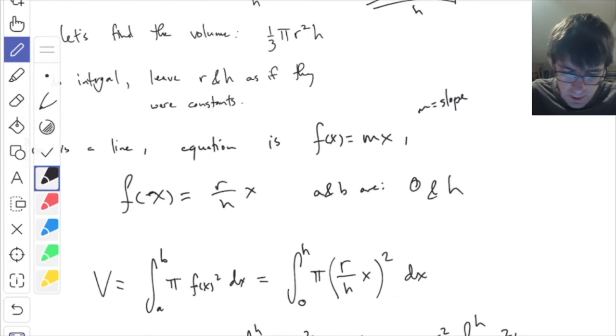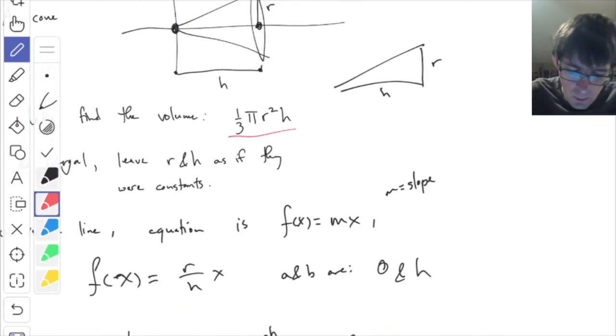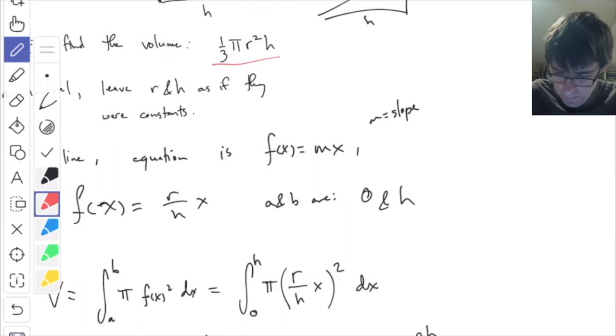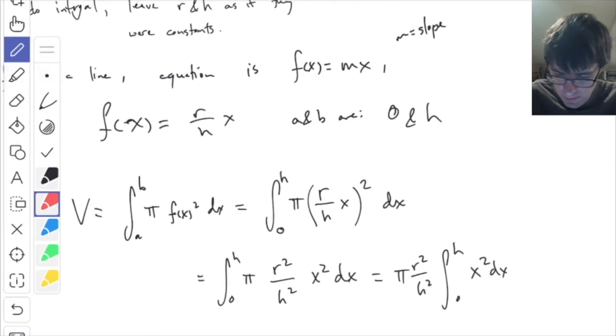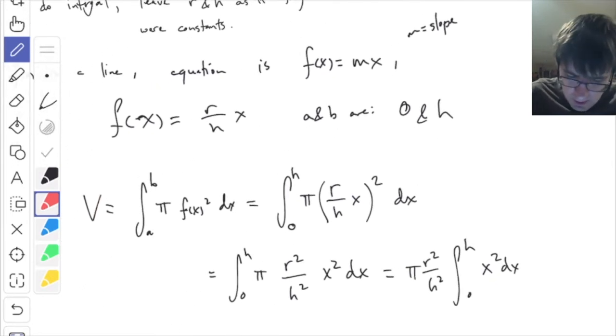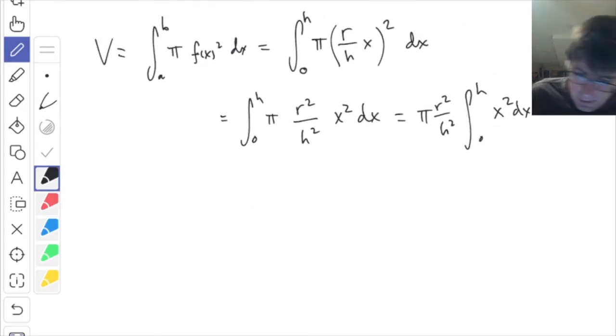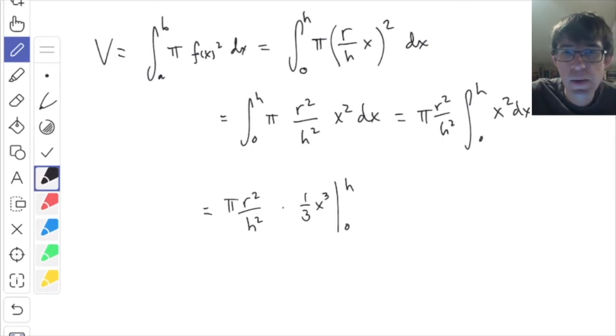Remember the true formula? I know one of you remembers it. 1/3 pi r squared h. So far, I do have a pi here, and I have an r squared, which I like, although I'm a little worried about that h squared, but it'll be fine. Do the antiderivative. Pi r squared over h squared is outside there, and then I have the integral of x squared, so that becomes 1/3 x cubed, plugging in 0 and h. The x squared, take the integral, it becomes 1/3 x cubed. This is where the 1/3 in the formula is going to come from. It's from that step right there.